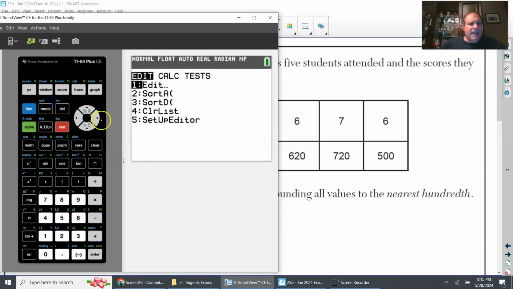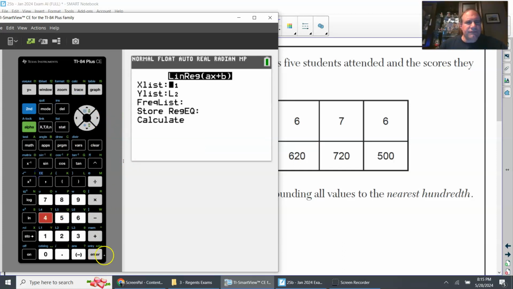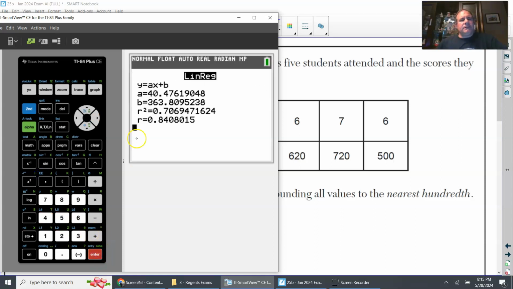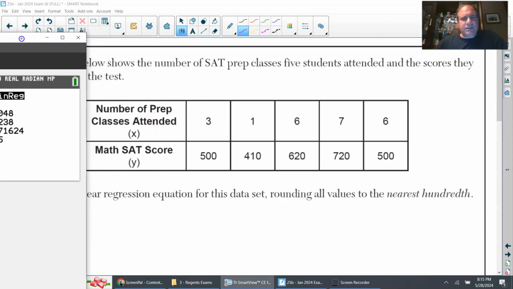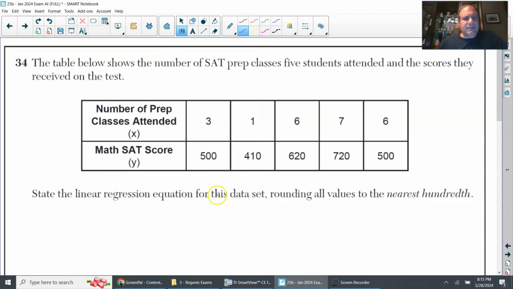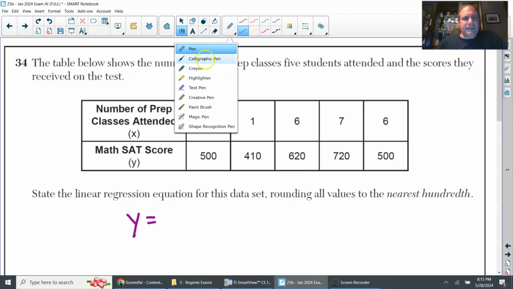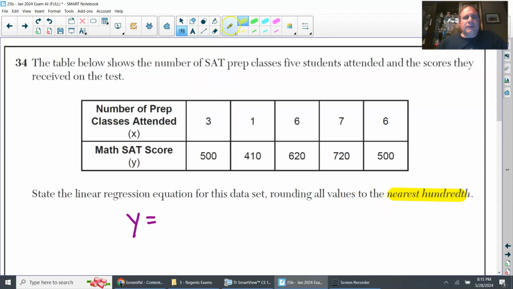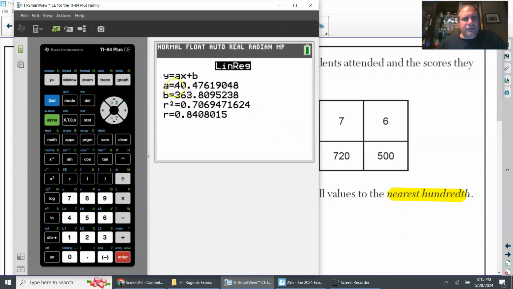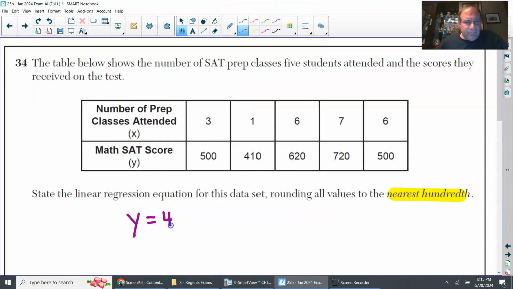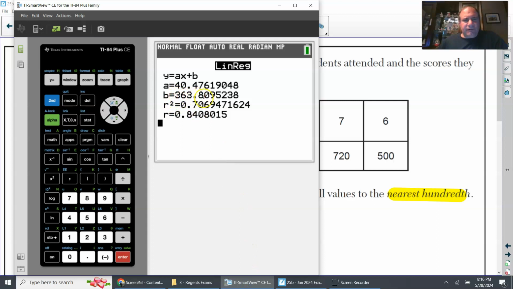There's five in each. Now you press stat, go over to calc, then go down to four. Press four, and then press enter five times. Here's all of the information that you need. All right, so it's asking for this linear regression equation. What would be the linear regression equation for this? And then round all values to the nearest hundredth. So right there, let me make this a little bit bigger. See, that's your slope. It's y equals ax plus b. Don't know why the calculator does that. It's 40.48x, and then this is 363.81.